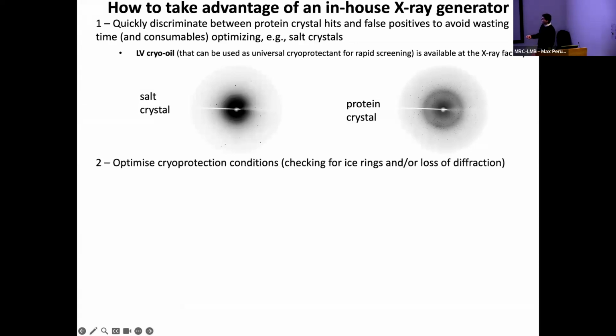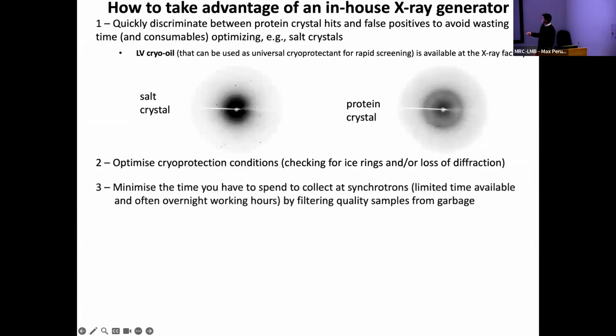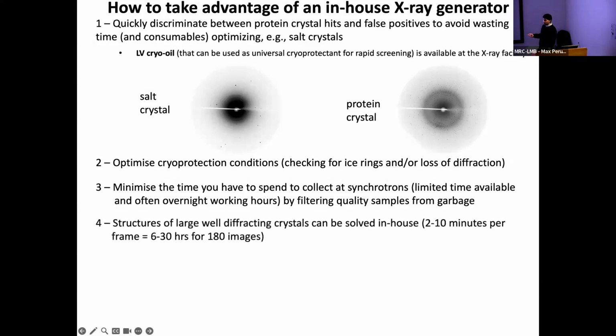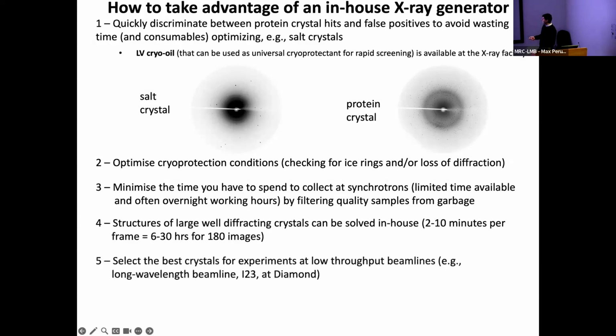As I say, you can use it to optimize cryoprotection. That will help you to minimize the time that you spend at the synchrotrons, because sometimes you can get overnight hours. Instead, here you can work during the day. Sometimes the synchrotron is closed for maintenance, so actually there is no access. I mean, you can collect 2 to 10 minutes per image, so we usually do it overnight.